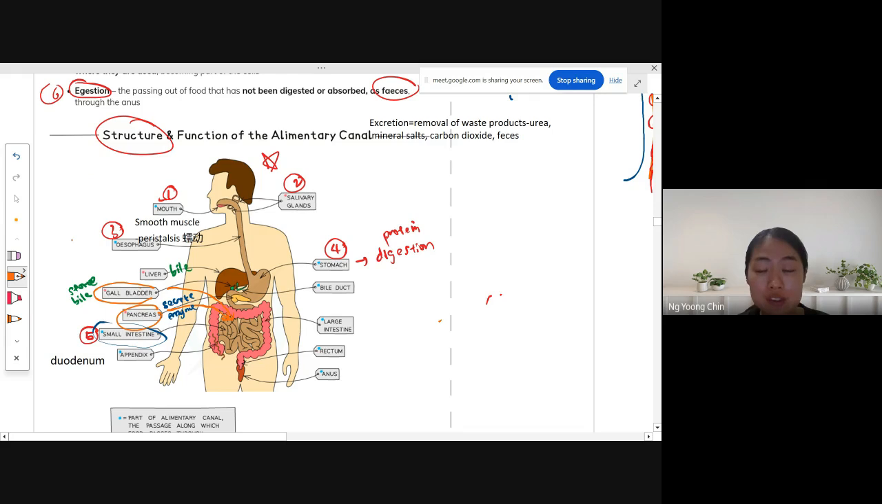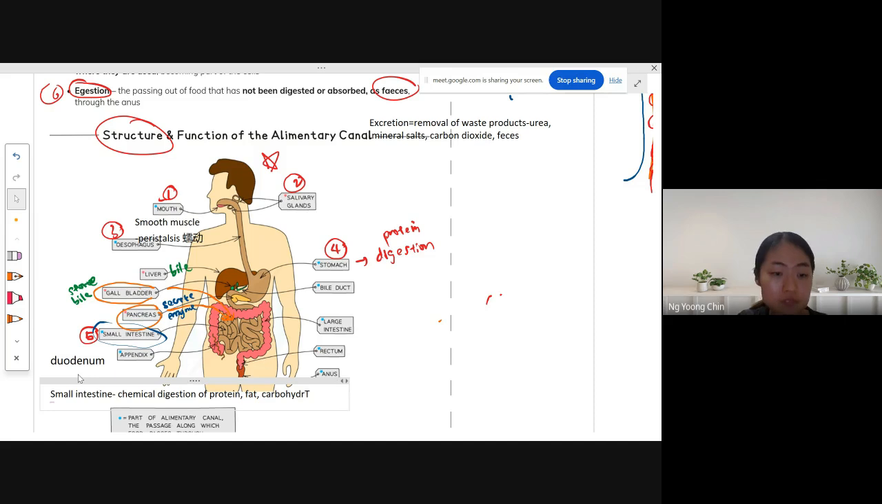And also, after the food is broken down into the simplest, small, and soluble form, it will undergo nutrient absorption. So in the small intestine, there will be chemical digestion of the 3 classes of food. The 3 macronutrients of food, which are protein, fats, and carbohydrates. And also, I put plus, which means that nutrient absorption also happens in the small intestine.